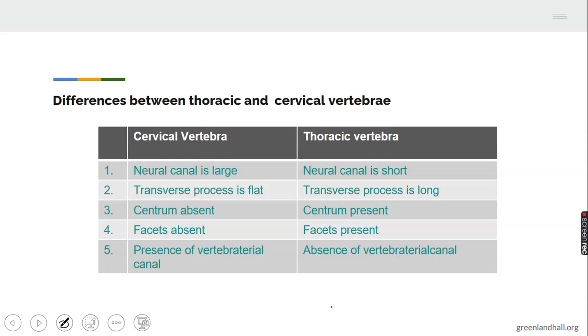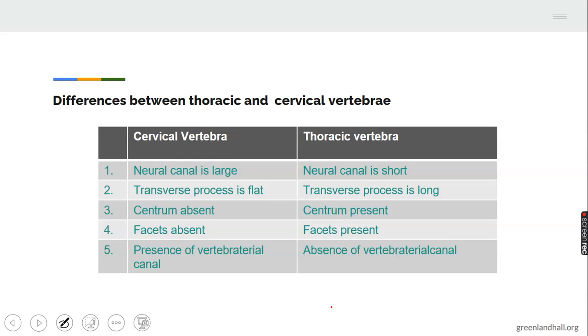The differences between the thoracic and the cervical vertebrae. That is the major thing. We will be asking you to give the differences between these bones. You'll be given the bones to observe and bring out the differences, the cervical and the thoracic.